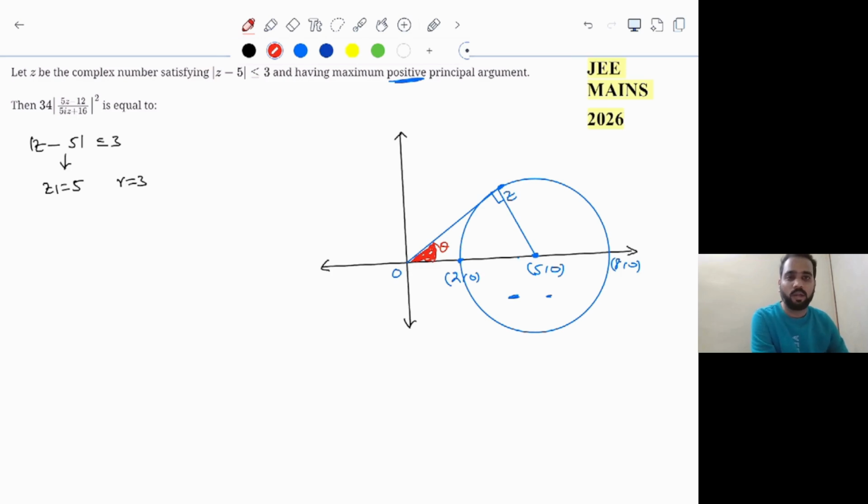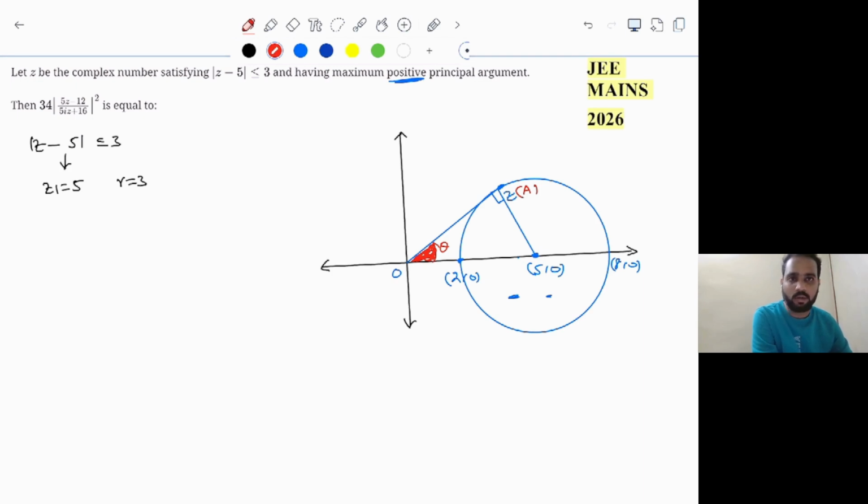So only in this case, you're going to get the maximum argument. Now from here, what I'm going to do is I will take the point Z as some point A here. Now my aim is to calculate the point A. So for that, there are different ways.